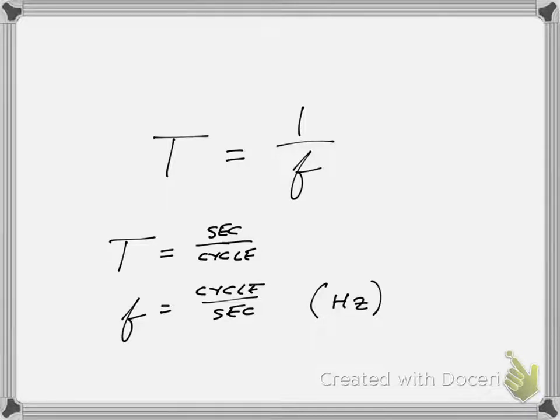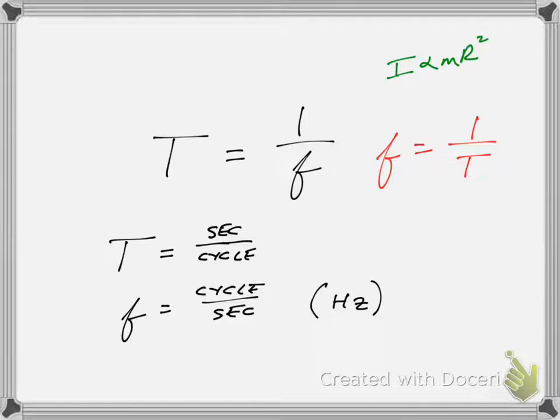And because we didn't want to keep saying cycles per second, we named a unit hertz that is equivalent to how many cycles per second. And so if period is 1 over frequency, then frequency is 1 over period. So you can determine one from the other when given.